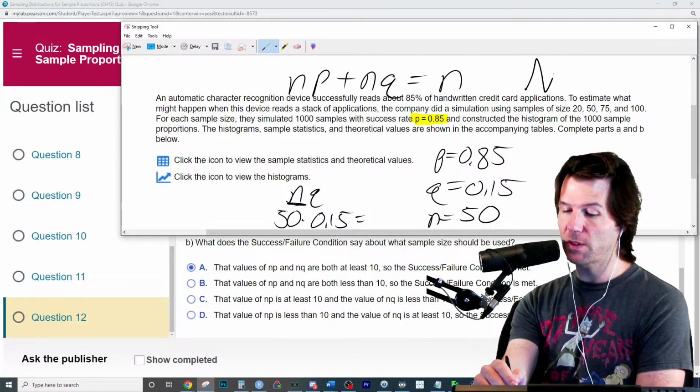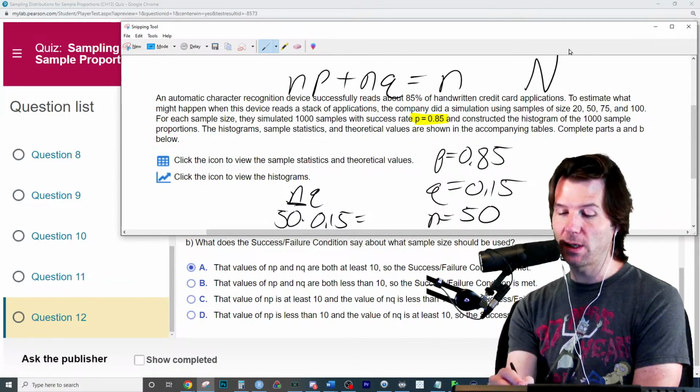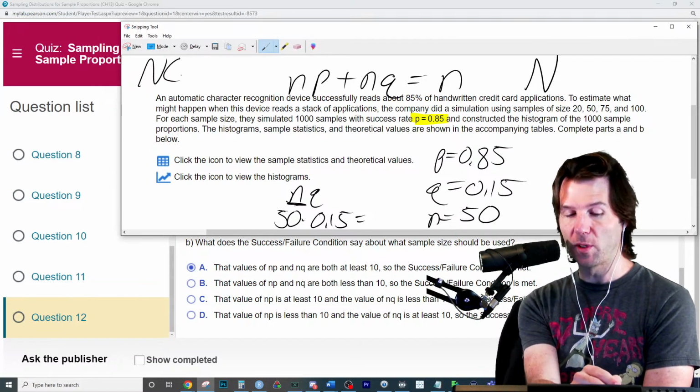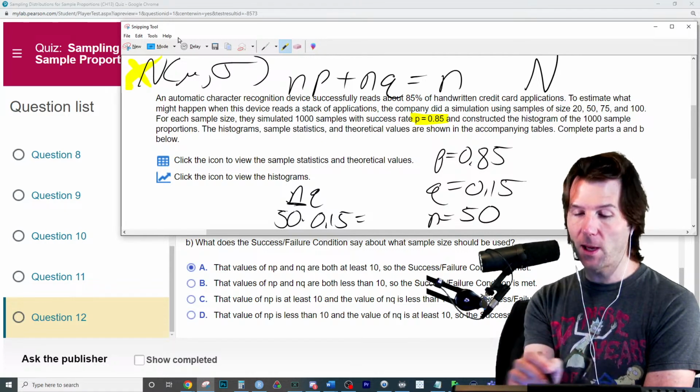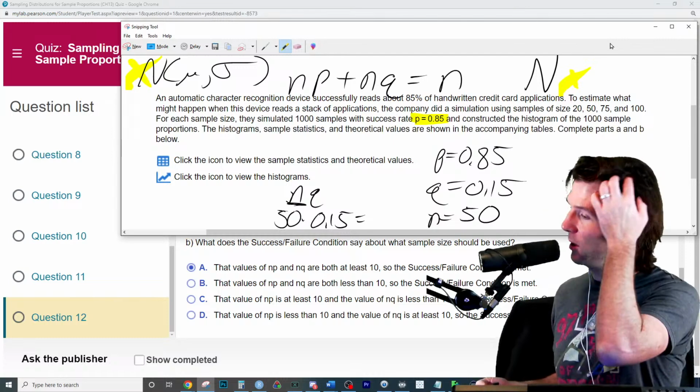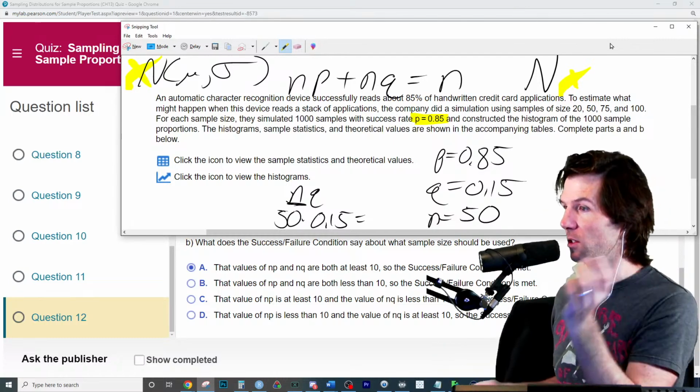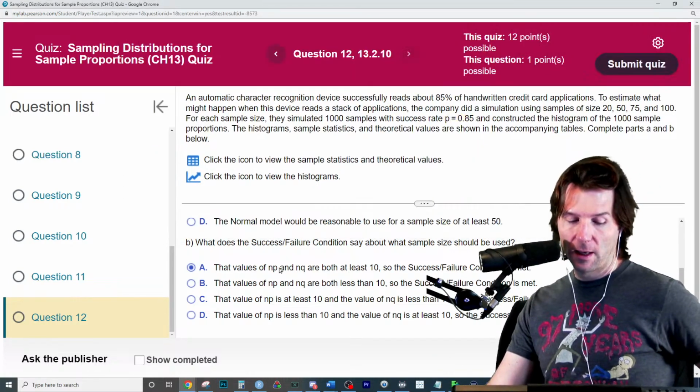Capital N is population size, which we rarely use. Capital N can also be used for normally distributed with a mean and standard deviation. These two are different though. Like that one is not that one where we say capital N for population size. It's just that statisticians overlapped in how they used it.